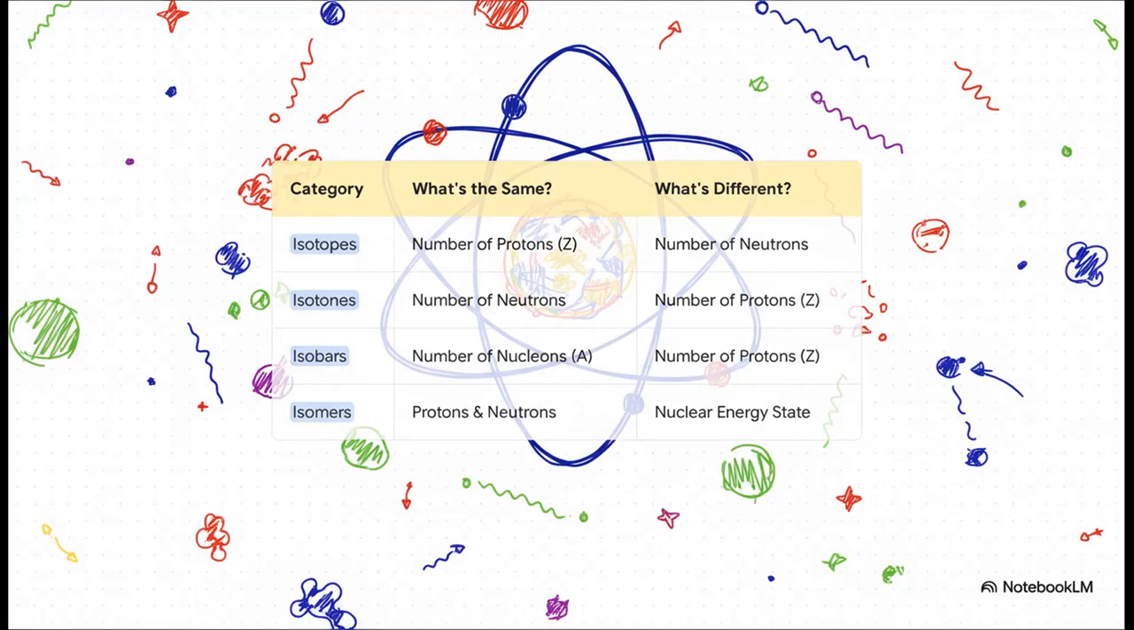Okay, this table really lays it all out. First up, you have isotopes. Think carbon-12 and carbon-14. They're both carbon because they have the same number of protons, but they have a different number of neutrons. That changes their stability, but chemically, they're the same.